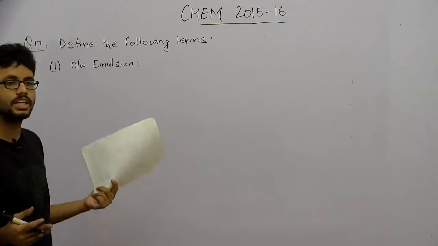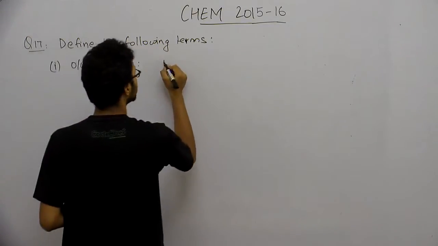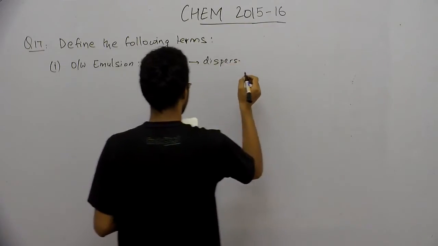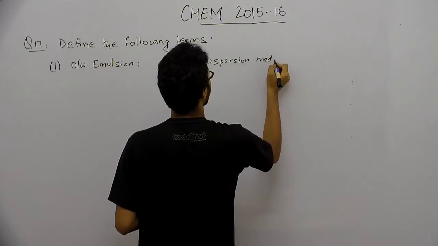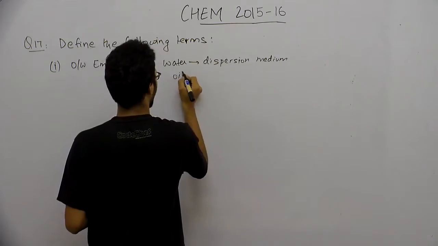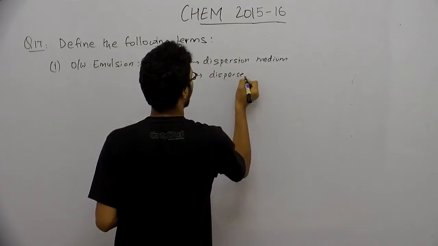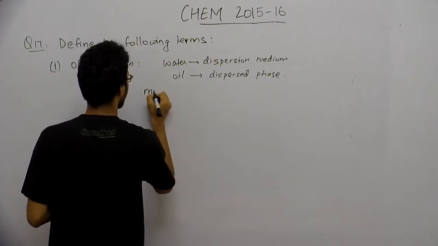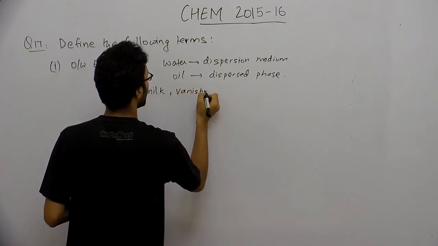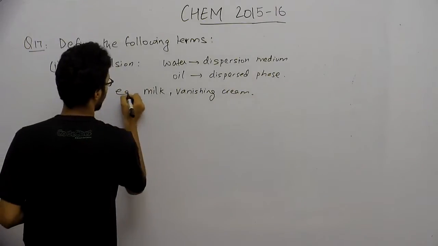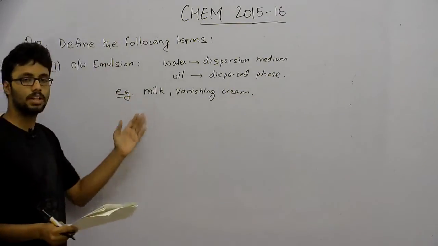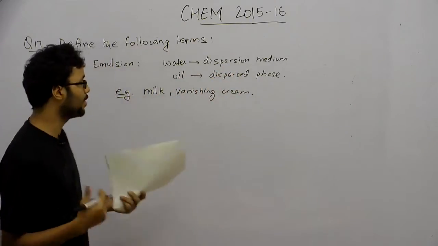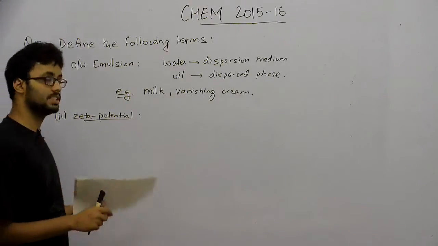So an O/W emulsion is a type of system in which water acts as the dispersion medium and oil acts as the dispersed phase. An example of it is milk or vanishing cream. So in milk, liquid fat is dispersed in water. So water is the dispersion medium and liquid fat is the dispersed phase. So the second part, what is zeta potential?